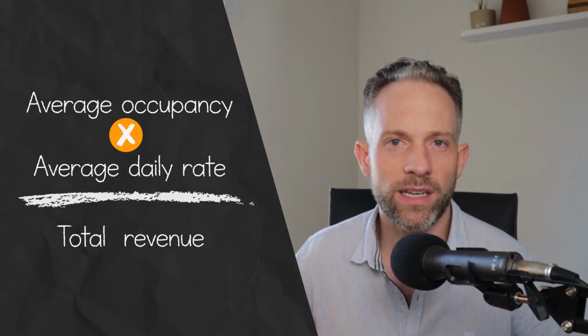So let's just take a quick example here. Let's say we're trying to determine if we want to offer a discount in December. And let's say our average occupancy last year was 70%. So we rented 20 of the 30 days. And just to make things easy, our average daily rate was $100 a night. So we rented for 20 nights at $100 a night, it's $2,000.